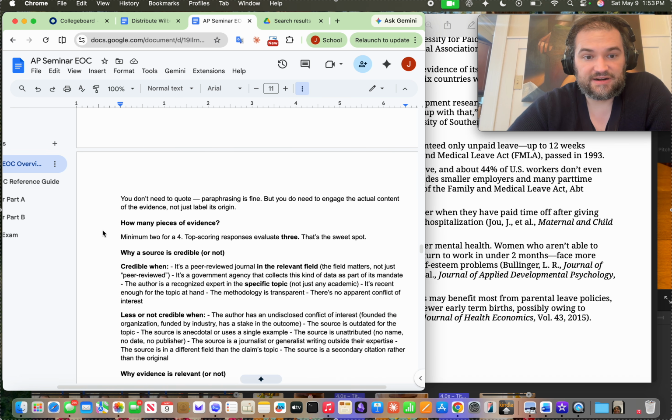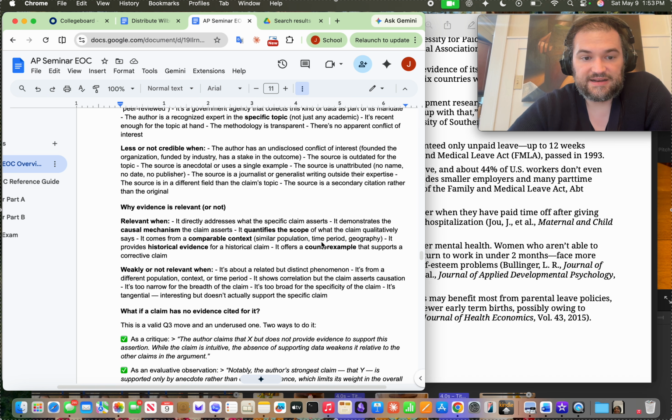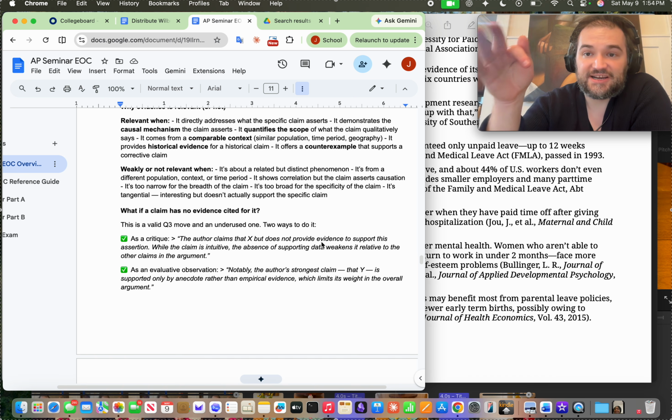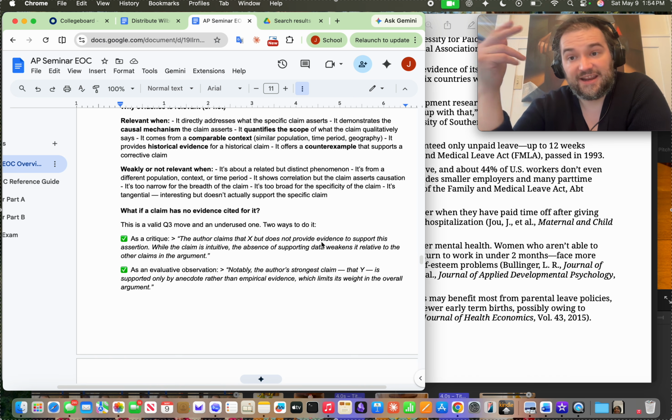In this document here, I have talked about different types of credibility, when it's credible, when it's not, when it's relevant, when it's not. Note that in the actual writing you do, you need to say what the evidence is. So if you just say they cite a study from Princeton, that doesn't count.